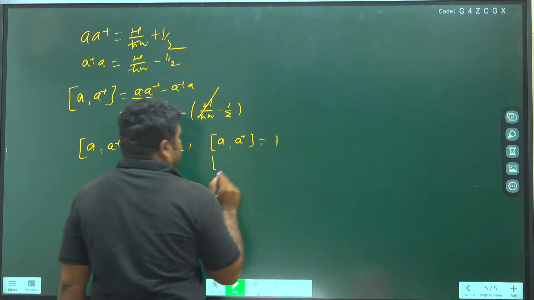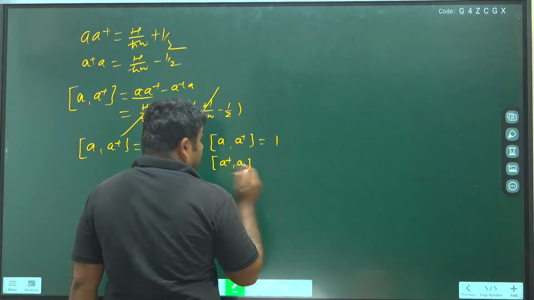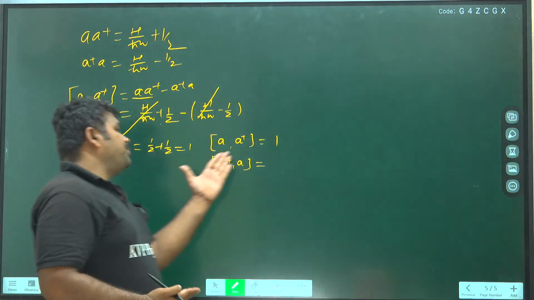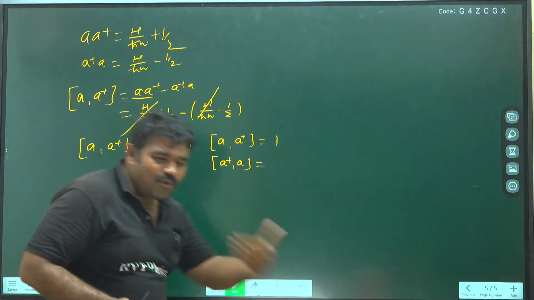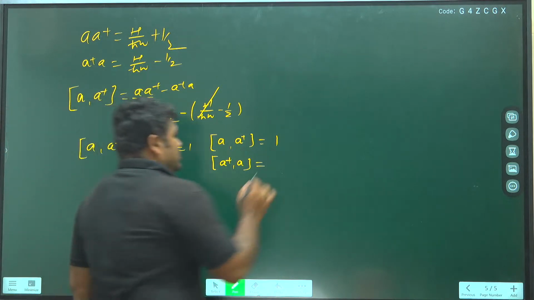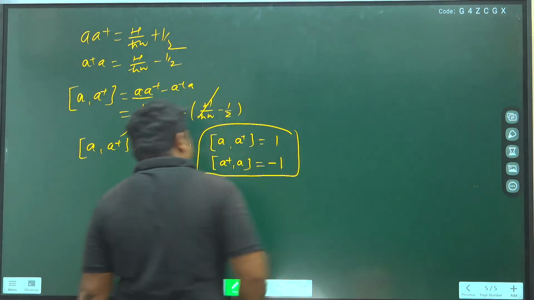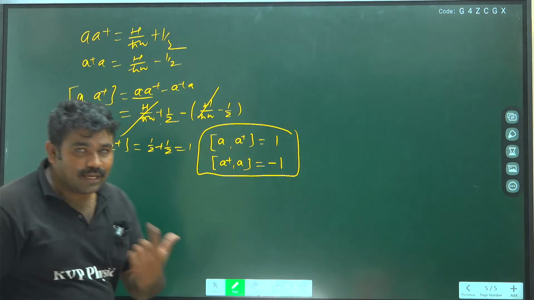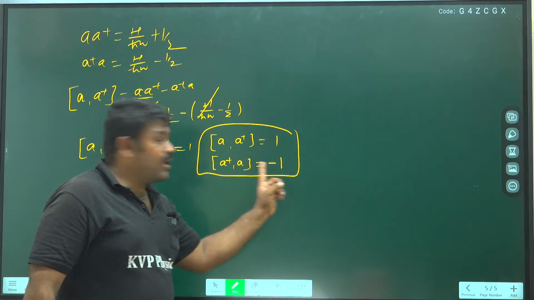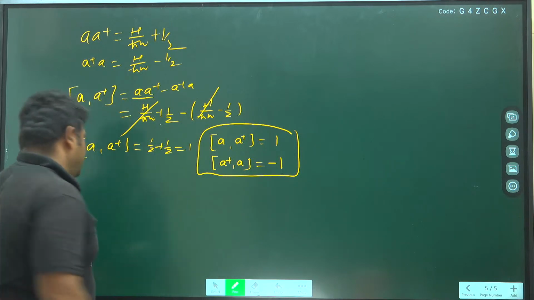Next, second one, a dagger a dagger a dagger a. Here order will be increase or decrease? Here is plus, here is no any plus. This order will be decrease, sign will be minus. ये दो प्रॉपर्टी याद रखिए: [a, a dagger] increase plus 1, [a dagger, a] decrease minus 1. So all brackets we can solve very easily.